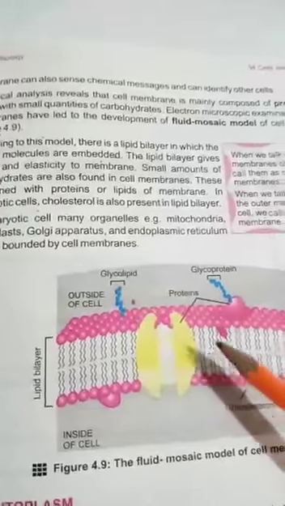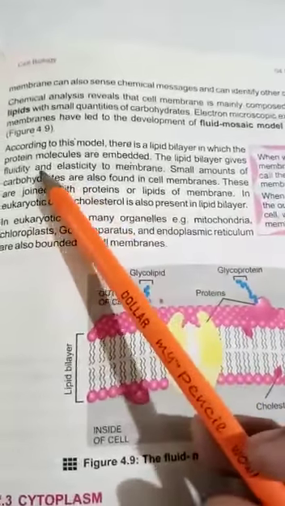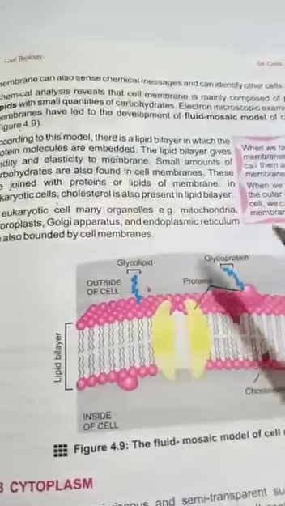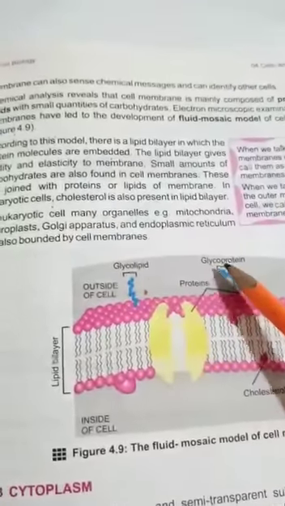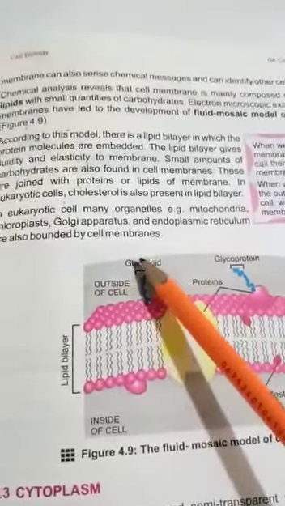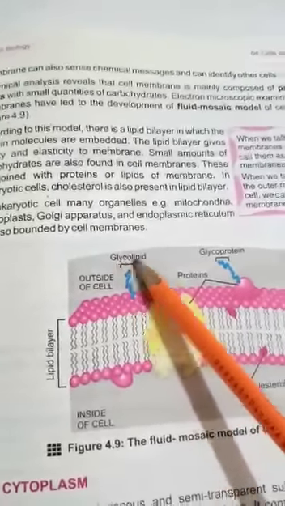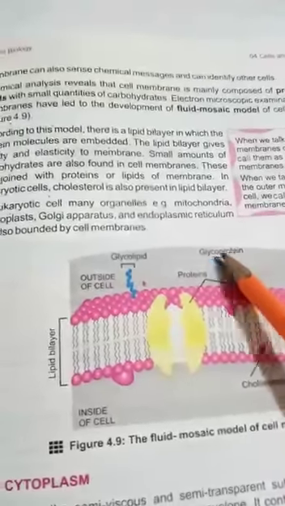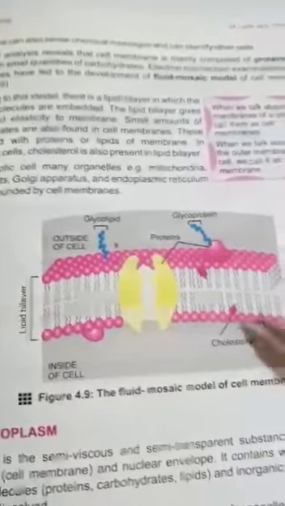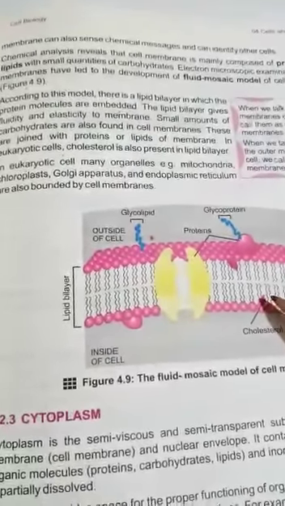So the lipid bilayer is a very elastic and thin structure, so it provides fluidity because it is not a rigid structure, and elasticity to the membrane, and small amounts of carbohydrates over here. These carbohydrates are also present in the cell membrane. These carbohydrates are attached with the lipid, so we call it glycolipid. Glyco means carbohydrate, along with lipid, and also with the protein, so called glycoprotein. Glyco are carbohydrates and proteins are proteins. In eukaryotic cells, the cholesterol molecules are also present in the lipid bilayer.